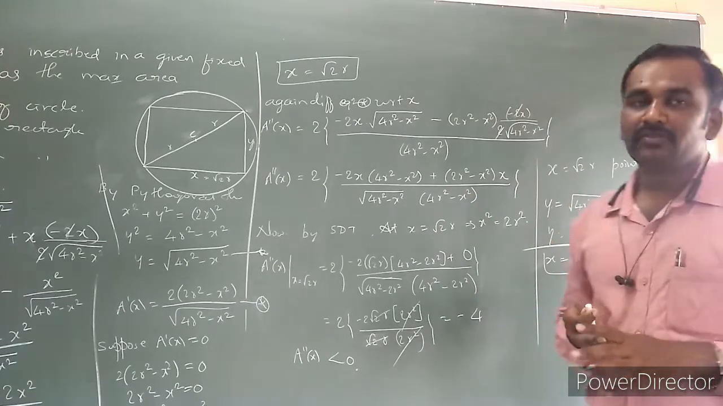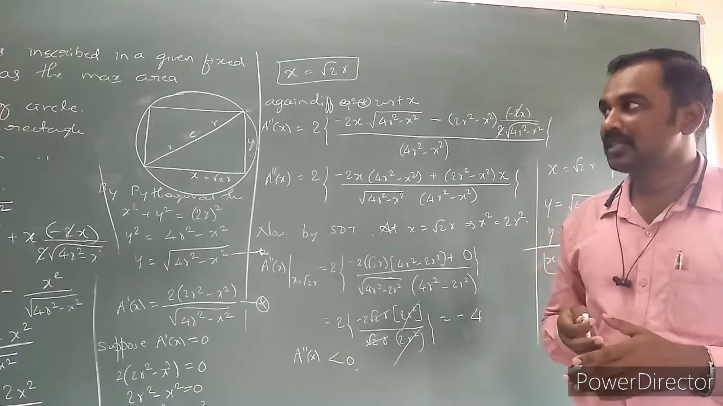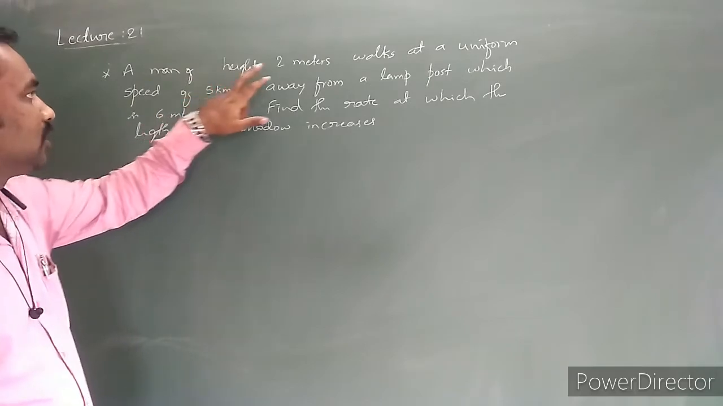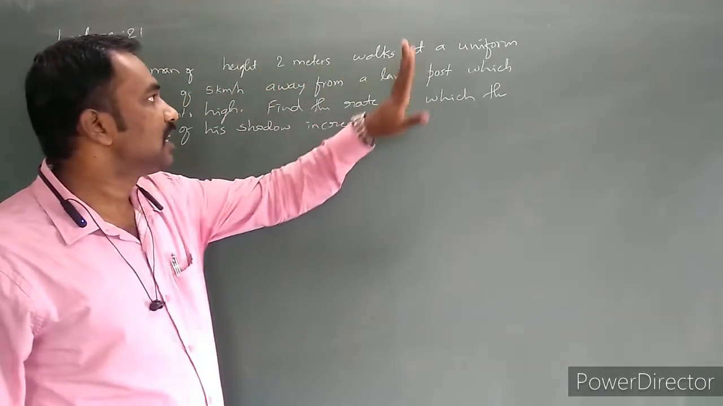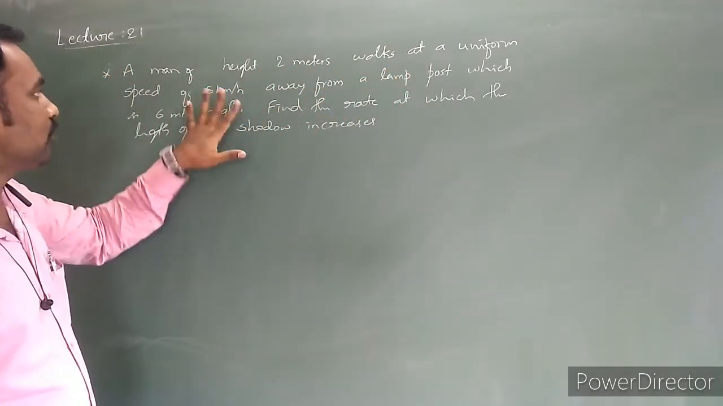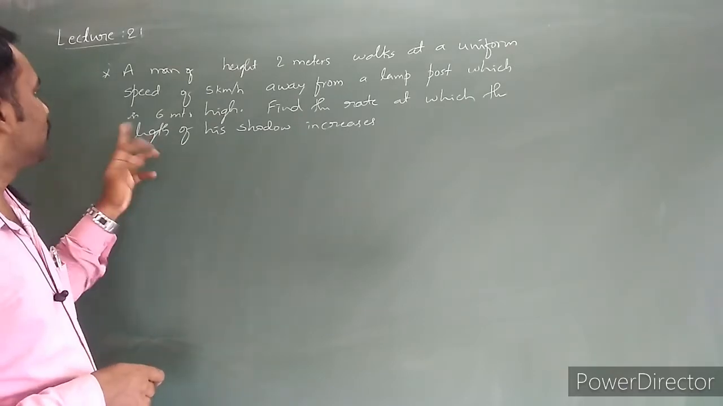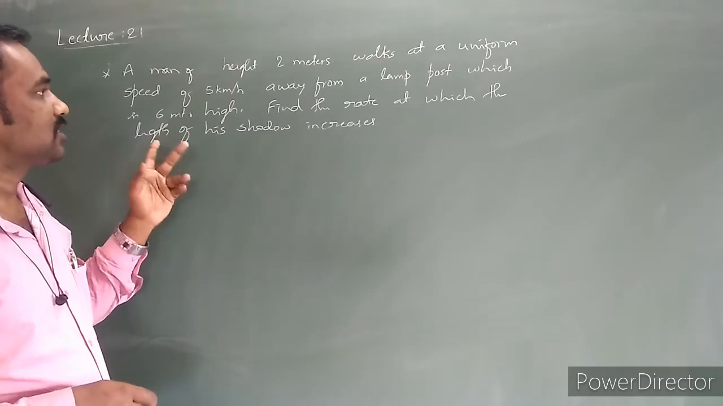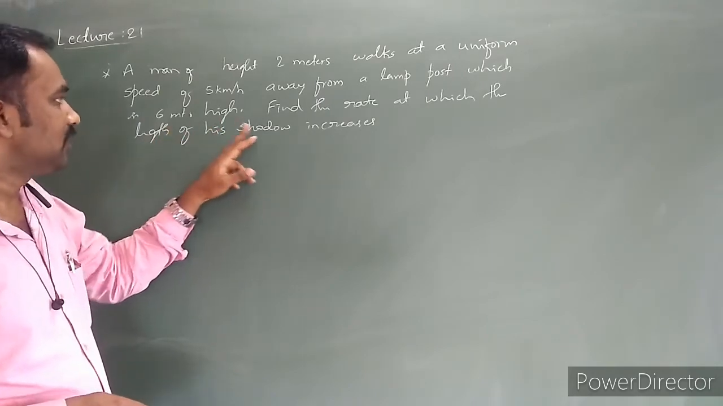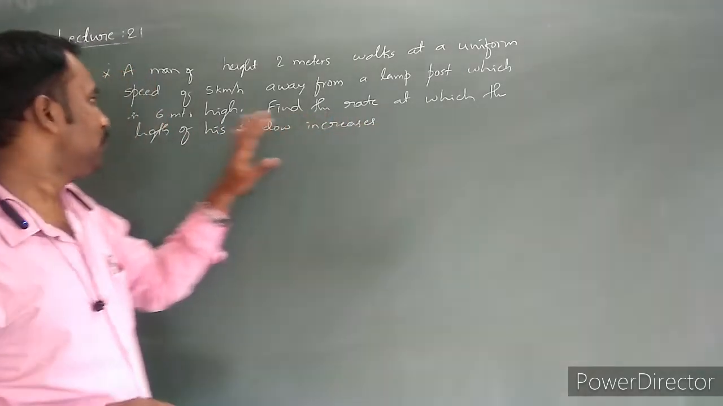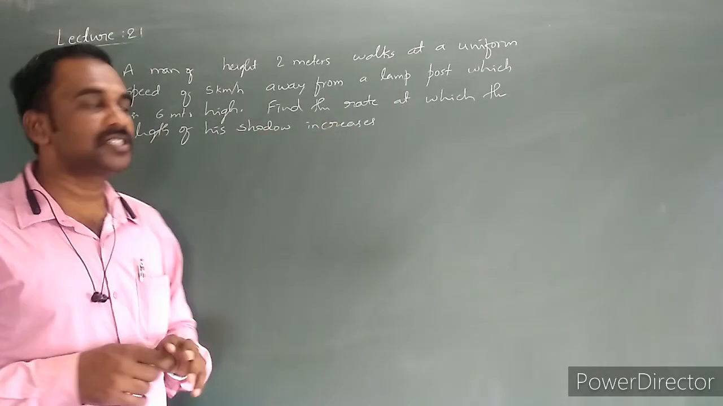Now the next problem: a man of height 2 meters walks at a uniform speed of 5 km per hour away from a lamp post which is 6 meters high. A lamp is posted at 6 meters height. Find the rate at which the length of his shadow is increasing.